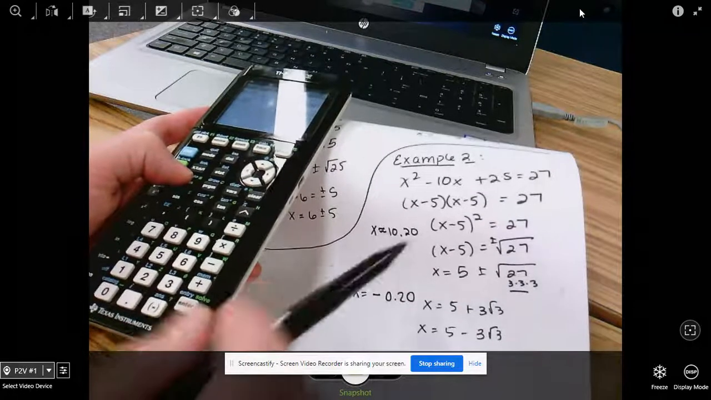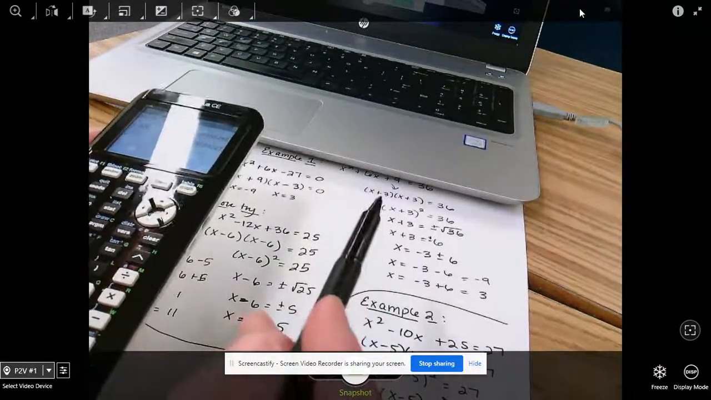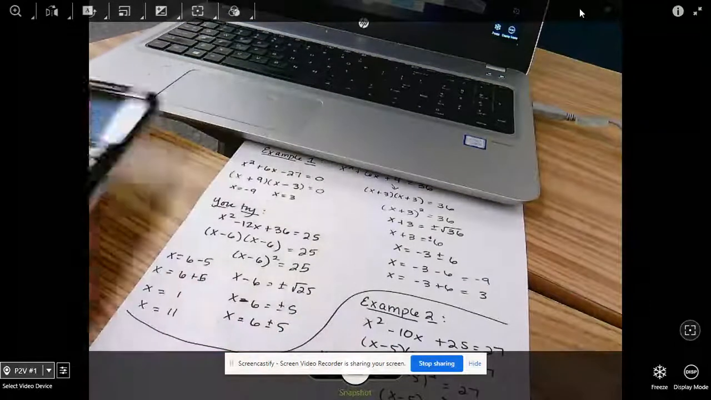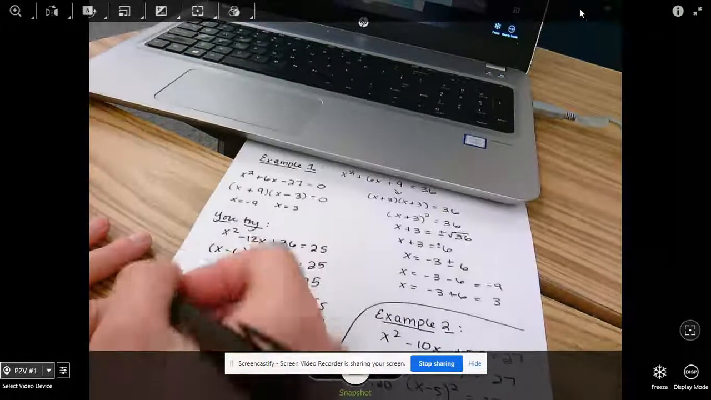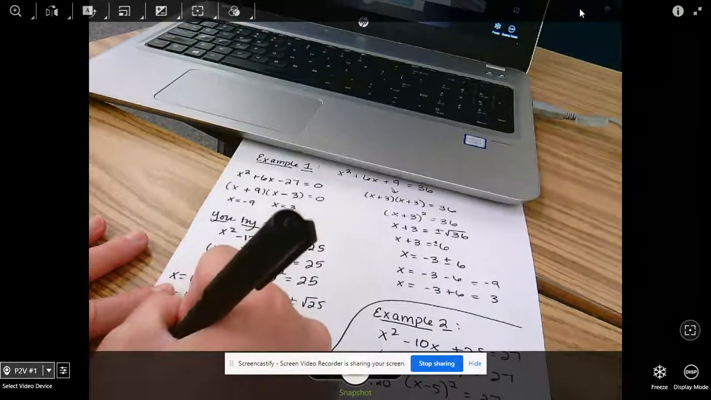Be careful. A lot of students get their answers as 10.2 and then immediately write negative 10.2. No, it's not necessarily going to be straddling that y-axis perfectly. So you have to make sure that you have the correct solutions.